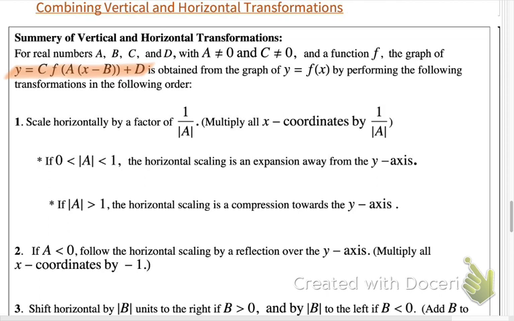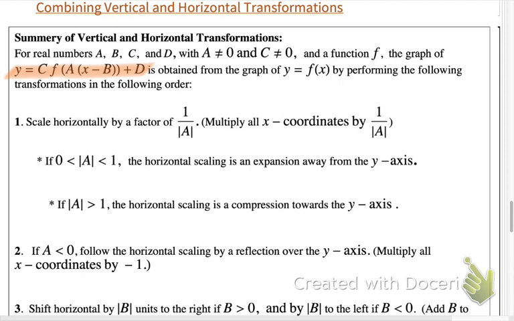So we're starting with those 4 real numbers, A, B, C, and D, and those are the values that tell us which horizontal and vertical transformations are taking place. And if we have a function f, and also just know that the input variable is x. But the graph of y equals c times f of a times x minus b in parentheses, and then outside the function, we have a plus d, and that's obtained from the graph of y equals f of x by performing the following transformations in the following order.